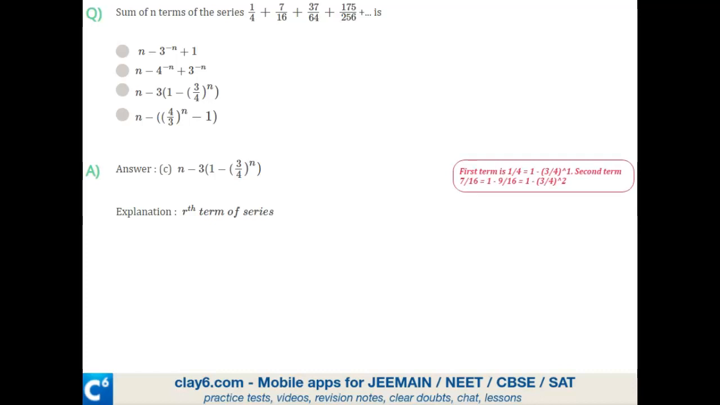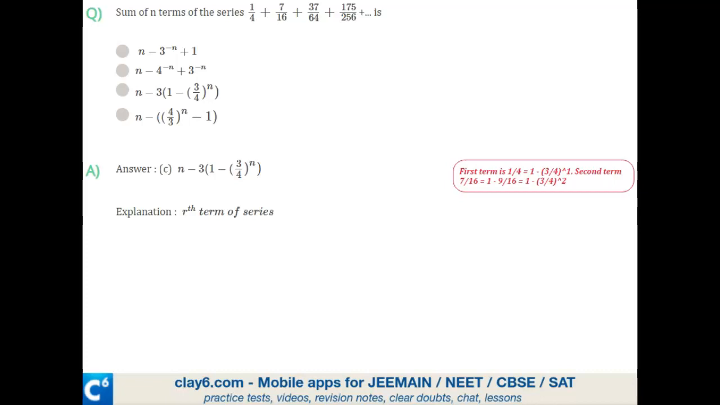If you observe carefully, the first term is 1 by 4, and I can write it as 1 minus 3 by 4, which is 1 minus 3 by 4 to the power of 1. The second term is 7 by 16, which is 1 minus 9 by 16, which is, by the way, 1 minus 3 by 4 squared. And you can try it for the third term, 37 by 64, and you will see that it's exactly 1 minus 3 by 4 to the power cube.